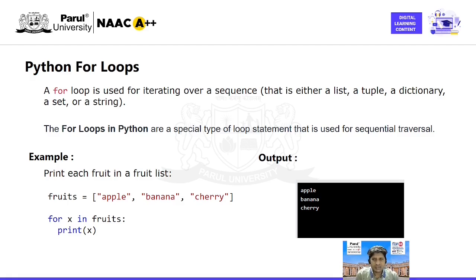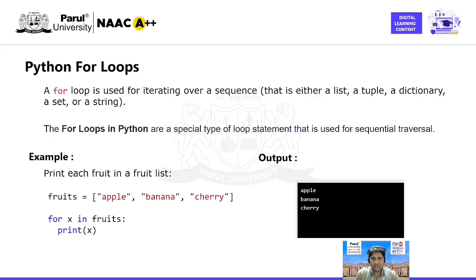The for loop in Python is a special type of loop that is used for sequential traversal. Traversal means accessing, retrieving elements one by one from first to last. That is known as traversing. For example, print each fruit in a fruit list.